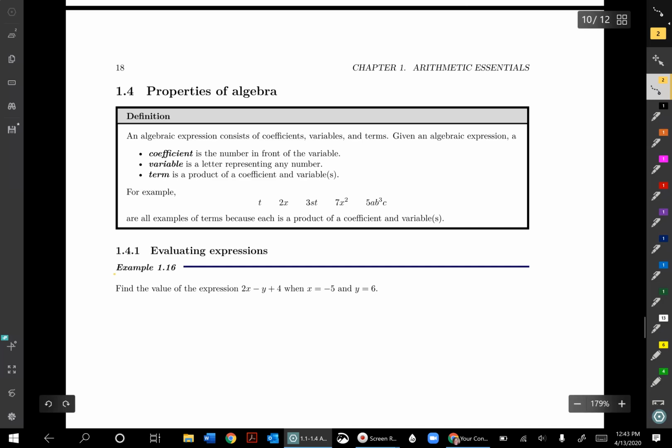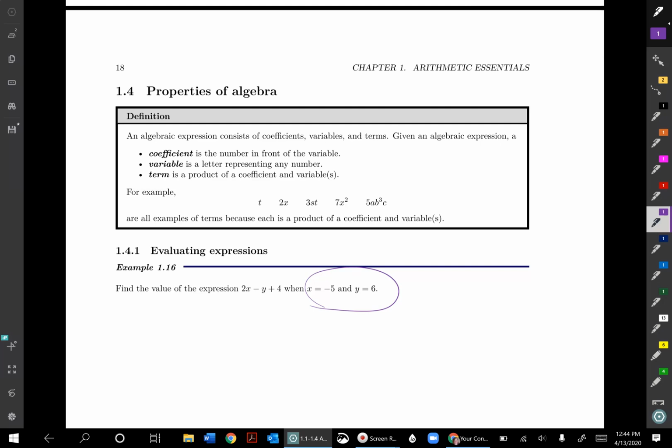So evaluating expressions, example 1.16. Find the value of the expression 2x minus y plus 4 when x equals -5 and y equals 6. It's really important to differentiate that we have expressions which do not have equal signs, and we are just combining like terms or distributing, simplifying in those ways. We won't end up with a number unless we just started with all numbers, constants, for instance, when we don't have any variables, or we're substituting in and evaluating like we are here. We're going to put these numerical values in for the variables, and then we'll end up with all numbers, and we can crunch those numbers.